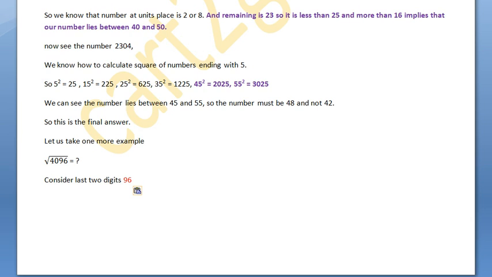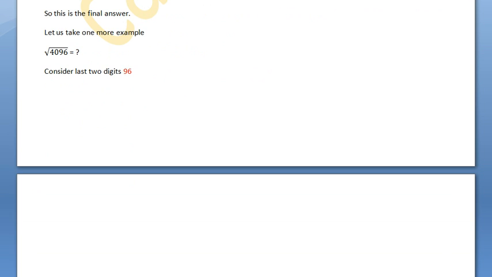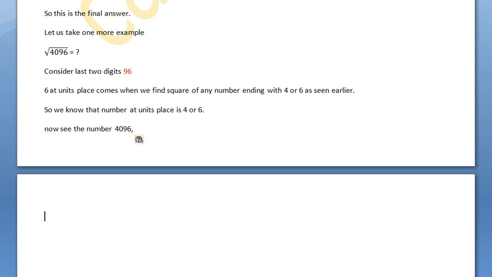I hope you have understood this concept. Now let us take one more example. We will find the square root of 4096. Again consider the last two digits, 96. 6 at the units place comes when we find the square of any number ending with 4 or 6, as we have seen earlier also. So we know that the number at the units place is 4 or 6.